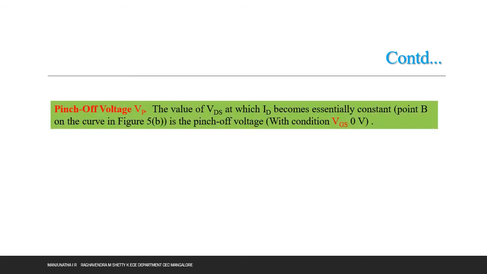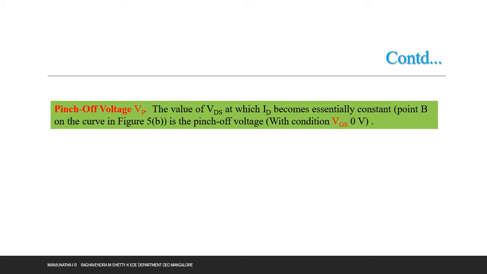Next, I will discuss the pinch off voltage that we represent by Vp. We have already come across pinch off voltage. What is pinch off voltage? The definition of pinch off voltage is the value of VDS at which ID becomes essentially constant, that is point B on the curve from figure 5B, when the condition is VGS equal to 0.